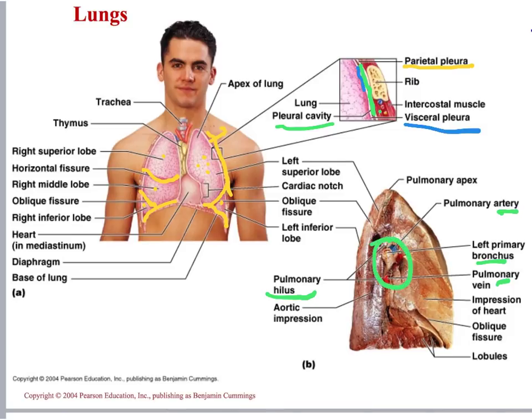One of the other distinct structures where we see a difference between the right and the left lung is that in the left lung, in this area over here, there is a little dip, which is called a cardiac notch. This cardiac notch allows for the apex of the heart to nestle in. So the left has the cardiac notch, but the right does not. This concludes the gross anatomy of the lungs.